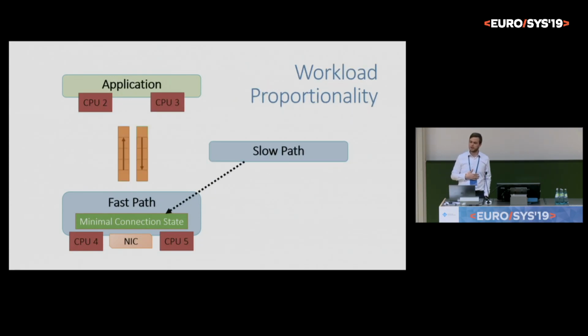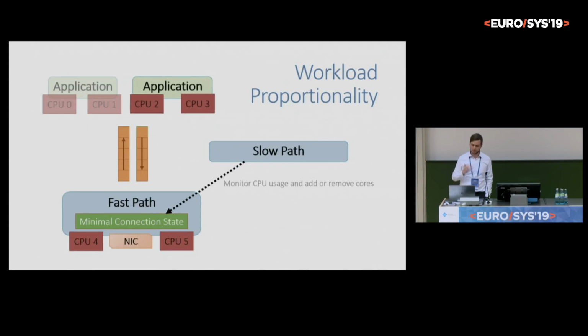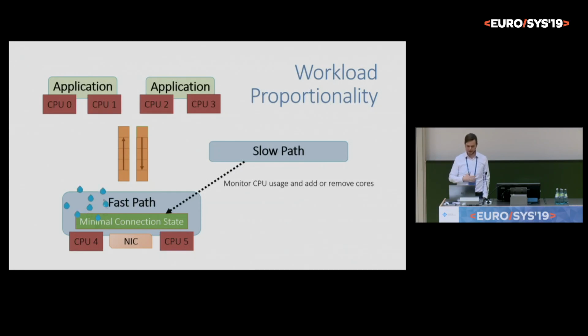Another feature we want to provide is workload proportionality. So as a consequence of having to divide the CPUs between application and network stack, we need to do this in an intelligent way. So there could be one application, there could be 2 applications taking up as many cores as they need, and they could be receiving or transmitting a lot of packets.